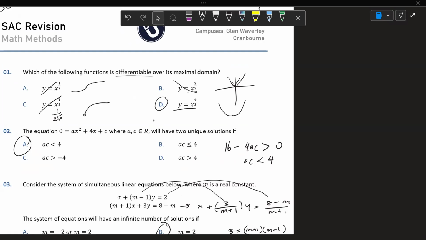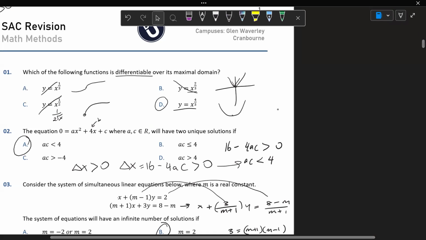Two unique solutions means that the discriminant must be larger than 0, and the discriminant is b squared minus 4ac. So b is this, so 16 minus 4ac, and that must be larger than 0. And that simplifies to ac must be less than 4. And yeah, that's just how you do this.